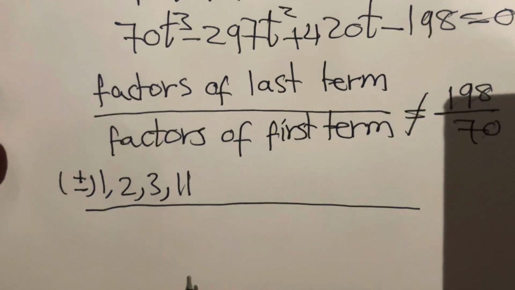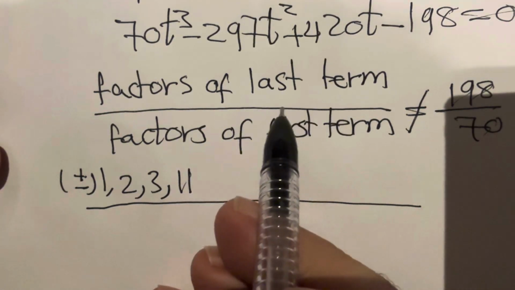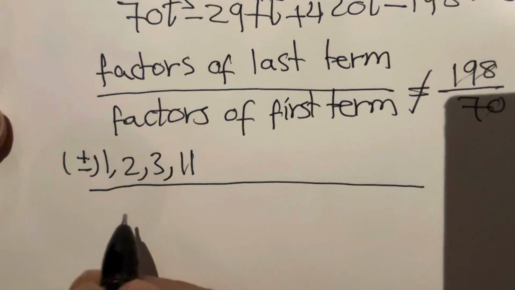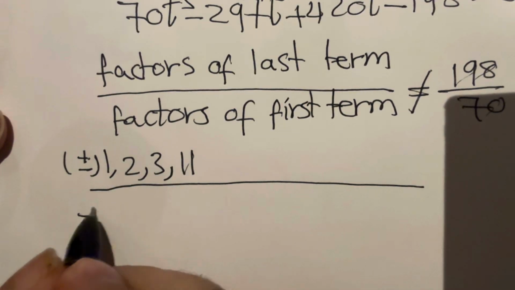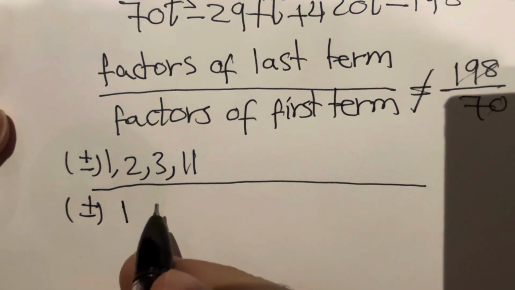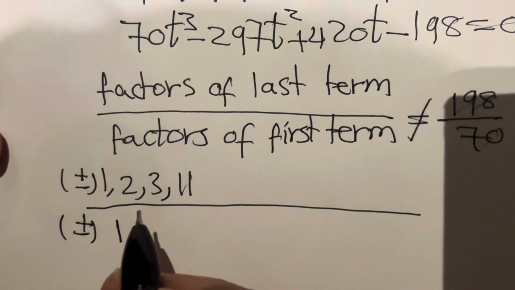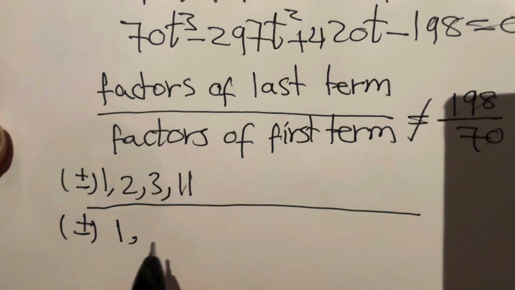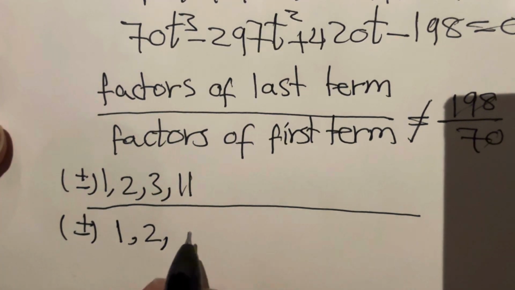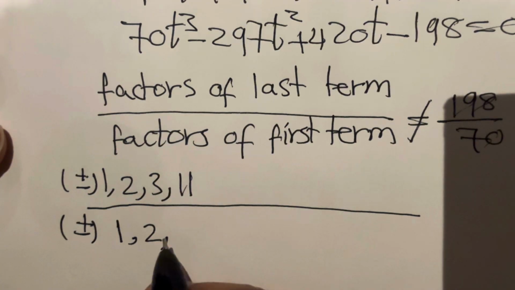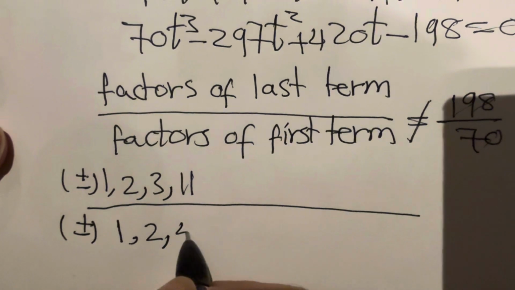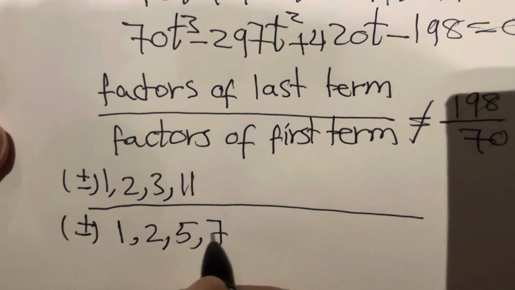So these are the factors of the last term, and the factors of the first term is plus or minus 1. 70 can be divided by 1. 70 can be divided by 2. 70 can be divided by 2, 1, 2, 5, 7.